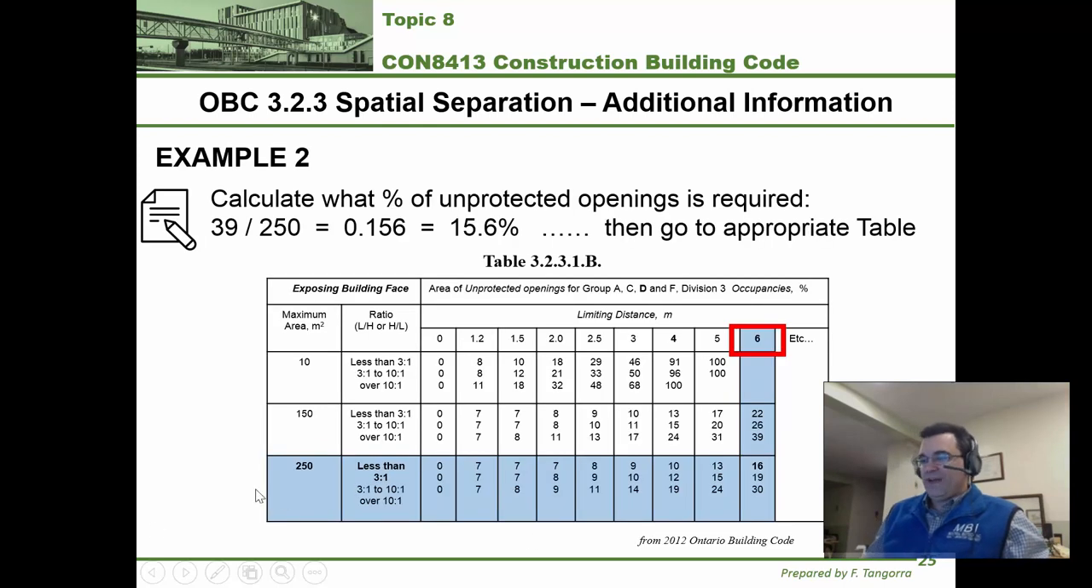I'm just going to go back here. What we found is that we have 250 square meters right here. We know that the row we're looking at is less than 3:1, so it's this row here. We also know that we're looking at 15.6%. So either we're looking at this or that in terms of percentage. So if I get 13%, is that good to go? Well, no, because you're allowed up to 15.6. 13 is less than that. So you go up to 16, and going up to there, you get a limiting distance of 6. This 16 came from right here. Okay? All right.